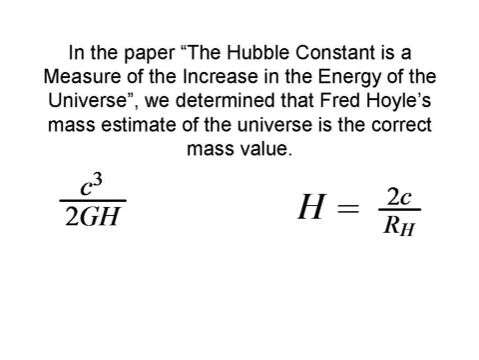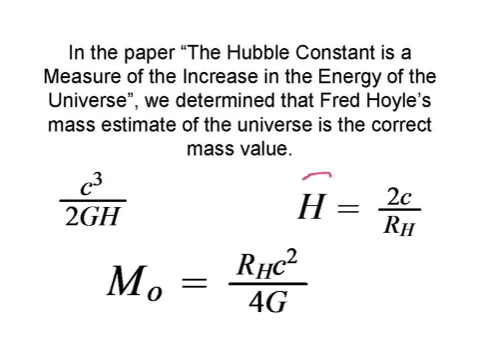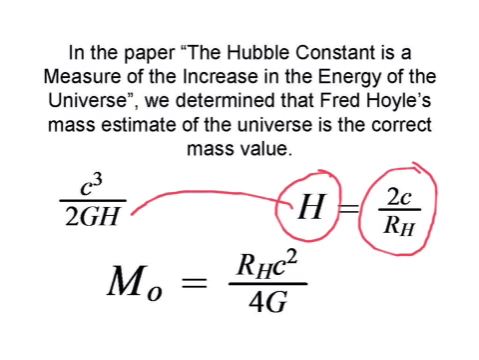Our equation for the Hubble constant is 2 times the speed of light divided by the radius of the hyperverse. We'll take our value for the Hubble constant, which is 2c divided by the radius of the hyperverse, and insert it into the Hoyle mass equation. And the result is r sub h times the speed of light squared divided by 4 times the gravitational constant. That's the mass of the observable universe in hyperverse terms.